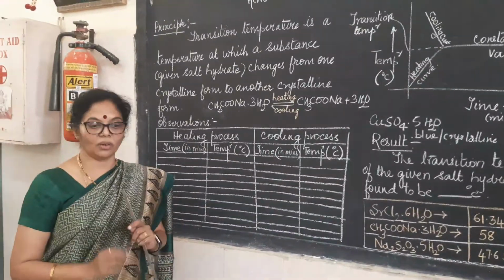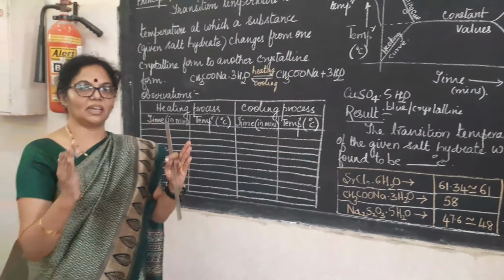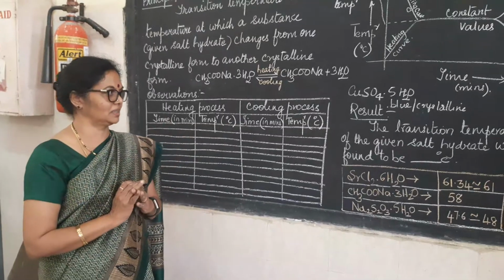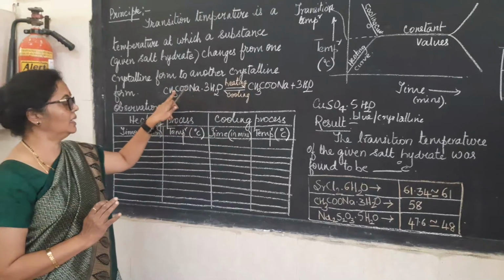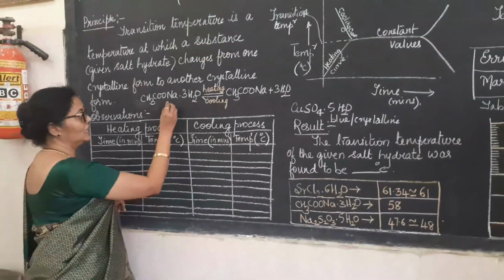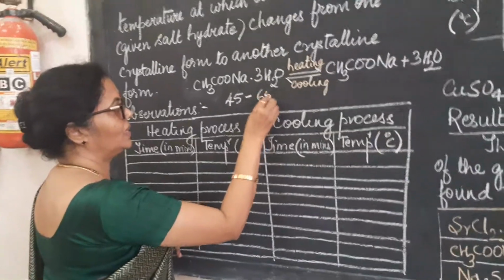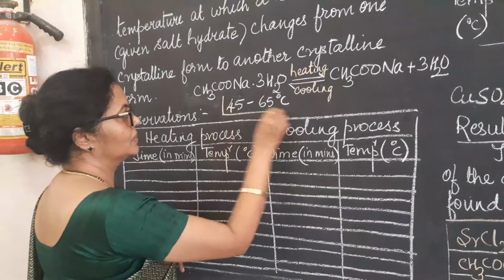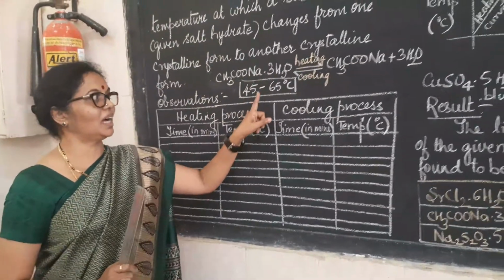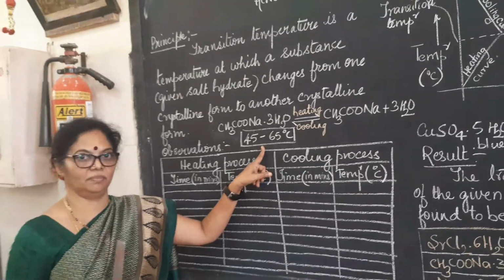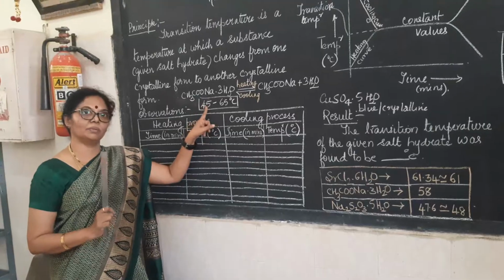Now what we do is, for each given salt hydrate, you have a specific range at which you check the transition temperature. For this salt hydrate that we have taken, we take a range of about 45 to 65 degrees centigrade. So in the examination, if you are given this experiment, you have to ask the examiner what is the range. The examiner will give you the range and you will record the readings from this range.